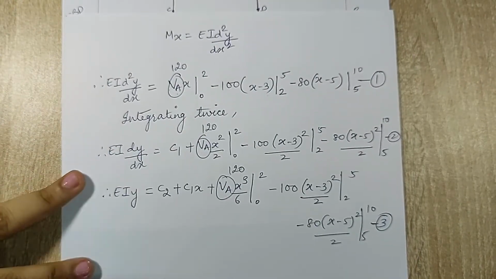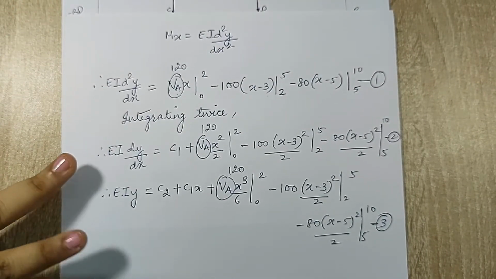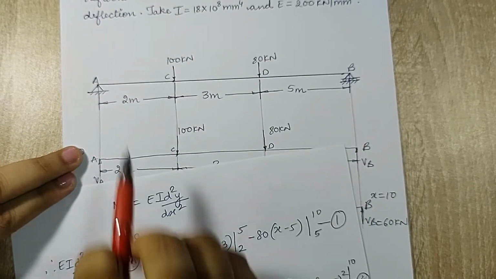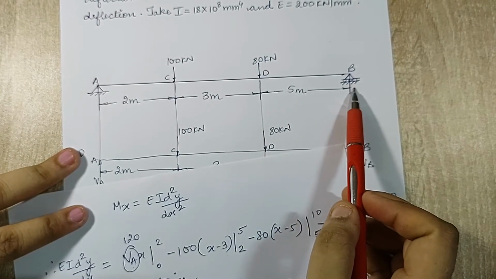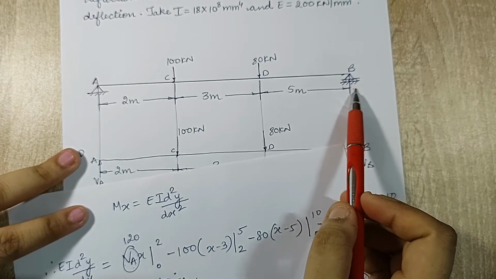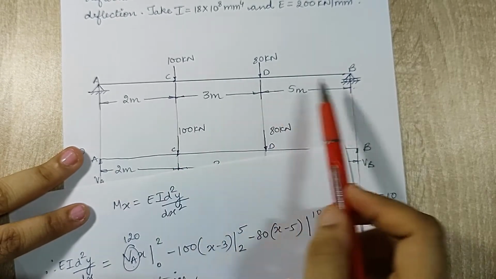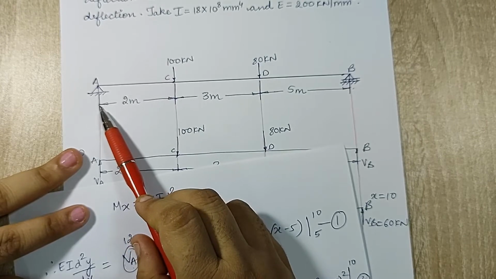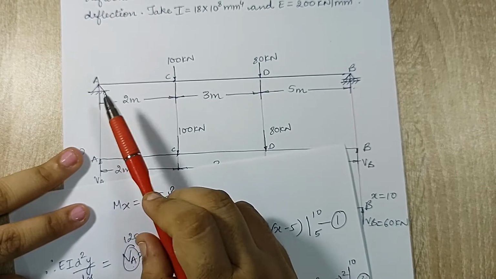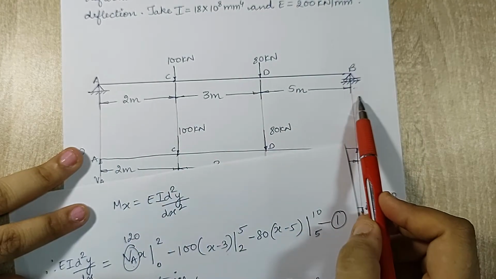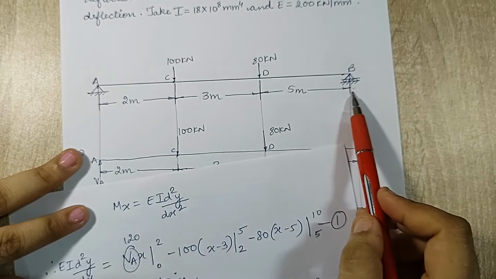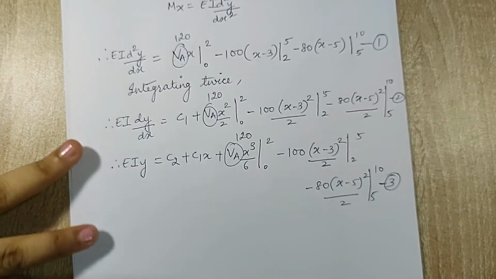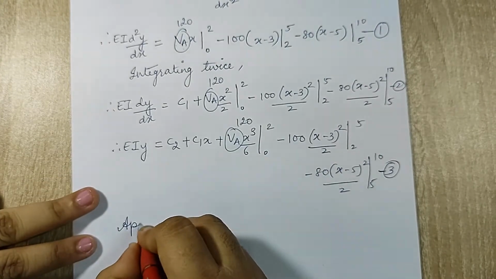Next, from equations 2 and 3, I want to calculate the values of C1 and C2 by applying boundary conditions. If you look at the numerical, at points A and B there are hinge and roller supports respectively, so I am going to have boundary conditions at points A and B. At point A, x is equal to 0, there cannot be any deformation in the y direction, so y is also equal to 0. At point B, since there is a roller and the distance x is 10 from end A, the deflection is also 0. So I will write down first, applying boundary conditions.